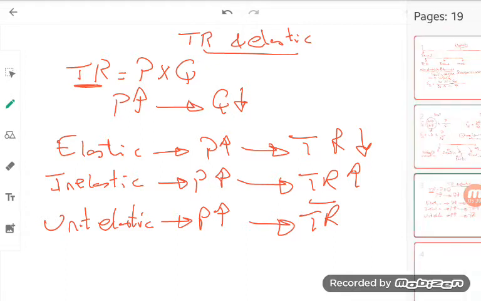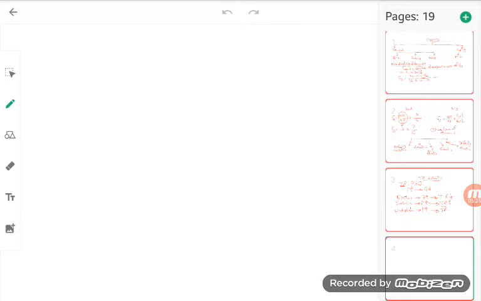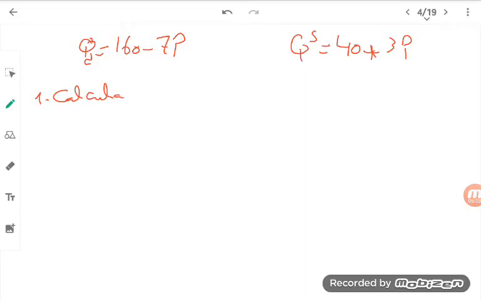Okay, let's take an example. If you know that the demand function QD equals 160 minus 7P and QS equals 40 plus 3P. Requirement number 1, calculate equilibrium price and the quantity.